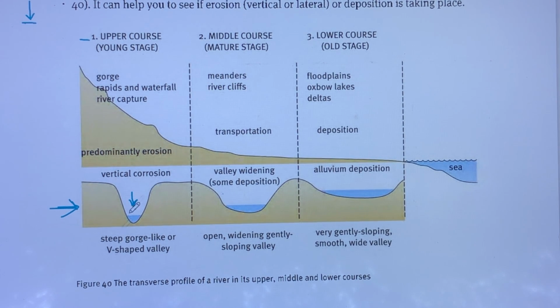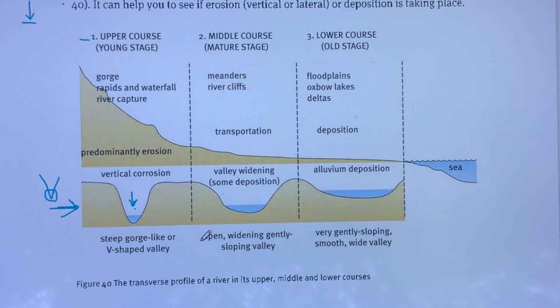Let's move. That's why in the upper course, it's more of a V-like shape, okay? It's a V-like shape because there's more downwards erosion than lateral. There is less lateral erosion, or no lateral erosion at all in most cases, or let's say less, because there is some.